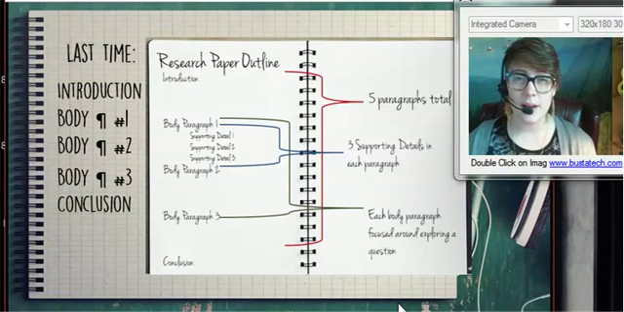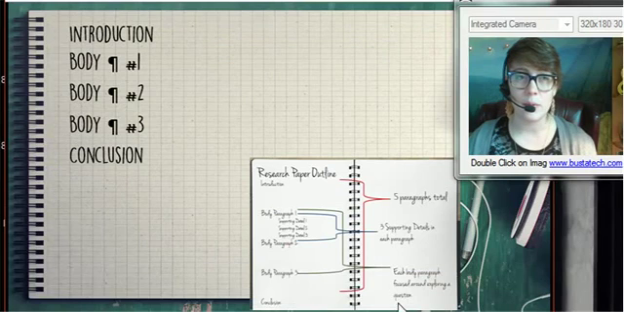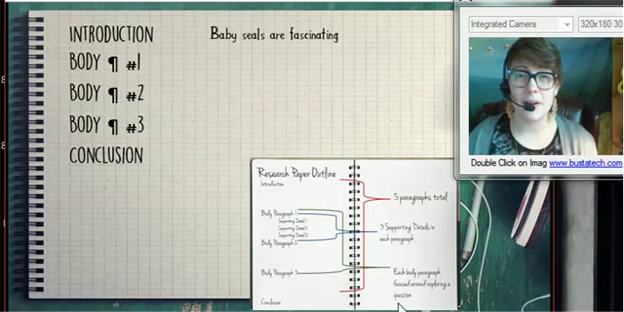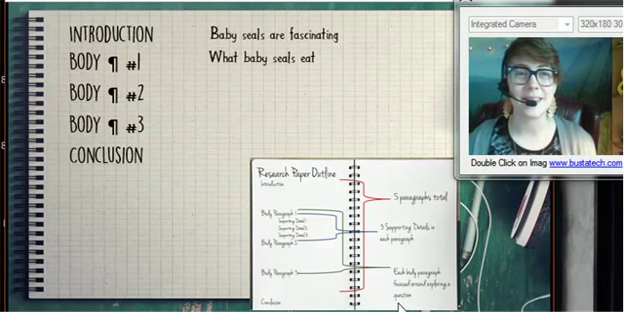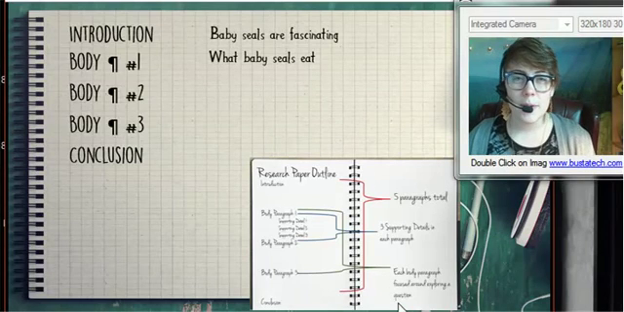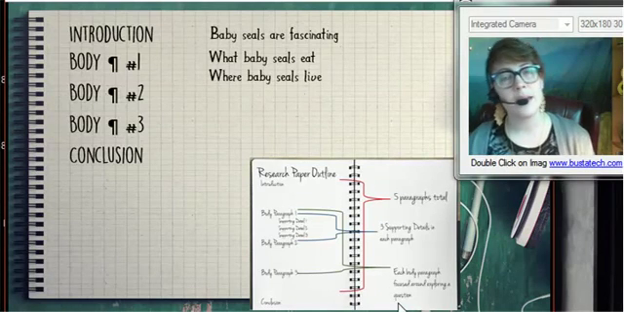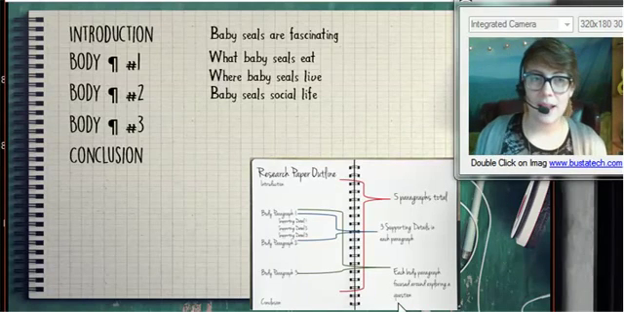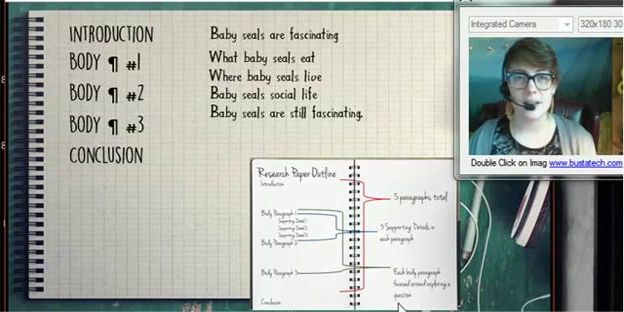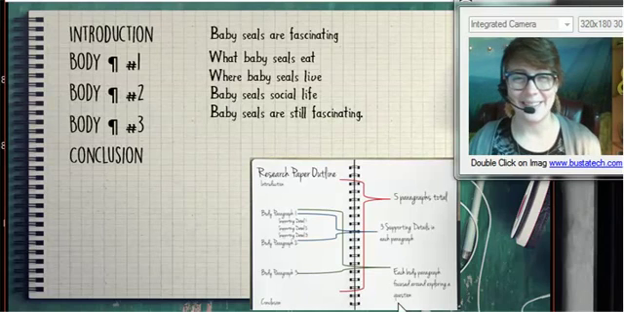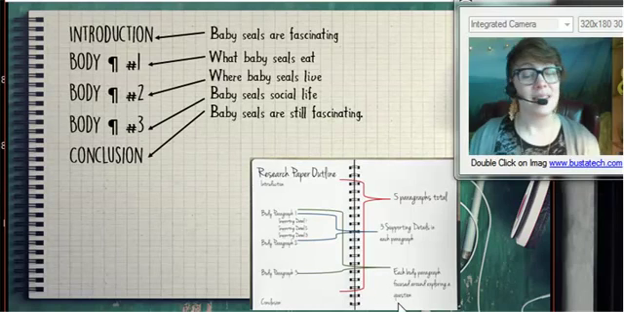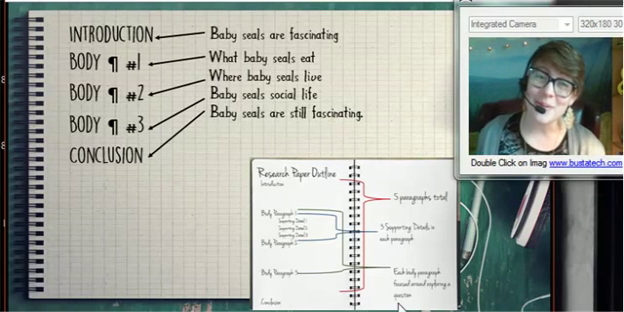So if I were to write a very, very basic outline, what would it look like? My introduction, my first paragraph is going to be about how baby seals are fascinating. We're just sticking with the baby seals. Body paragraph number 1, maybe I want to talk about what they eat. Then I'm going to talk about where they live. Then I'm going to say, what's their social life like? My conclusion is going to be, look, they're still fascinating, even though I know all this extra stuff about them now. And if I were a student, I might say, look, Miss Gibson, I have everything you require in an outline.